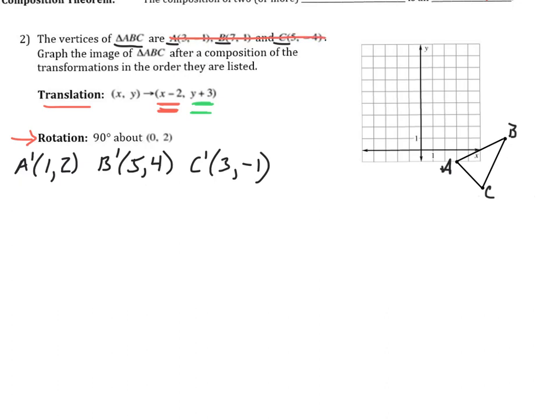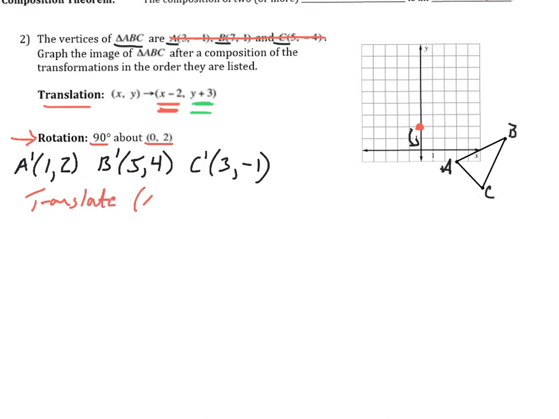So what I want to do is rotate 90 degrees, but the problem is it's about this point 0, 2. We do have a rule to rotate 90 degrees, but it's when it's centered at the origin. So what I want to do first is take that center of rotation and move it so that it's at the origin. In order to do that, I'm going to have to translate all my points.